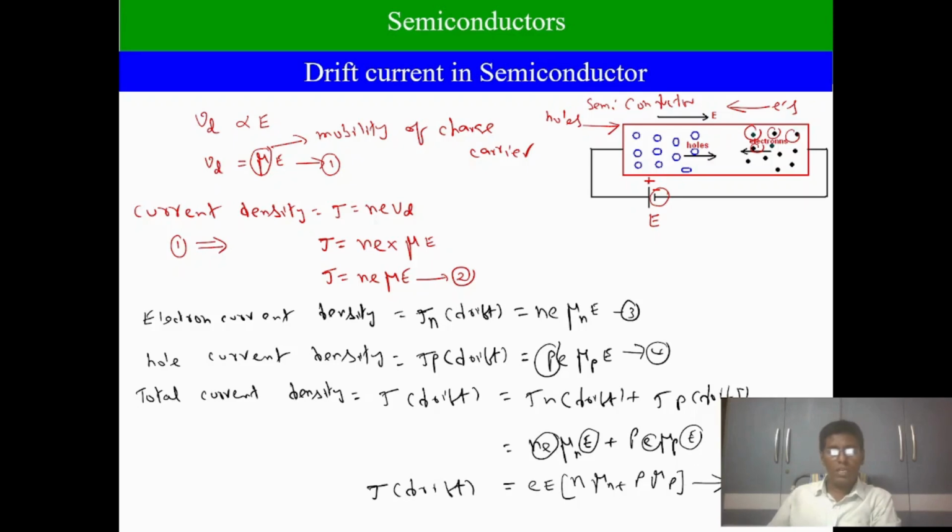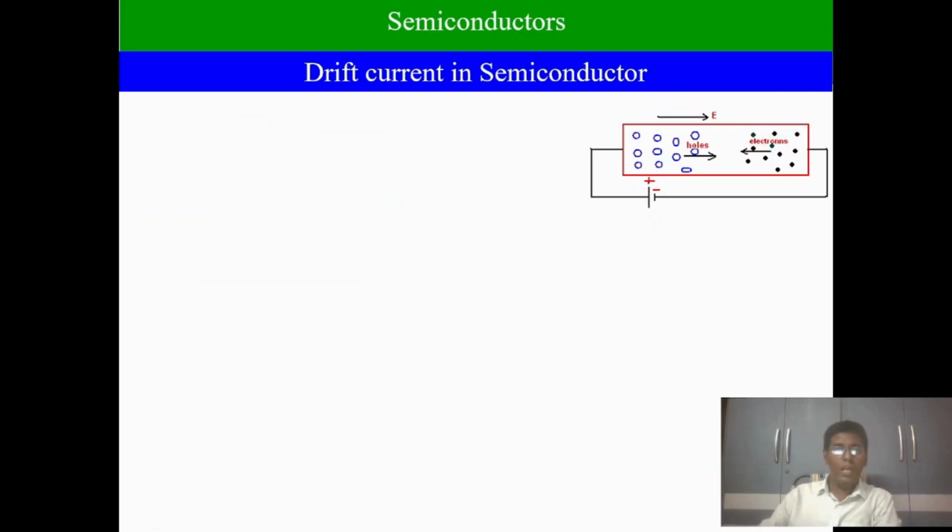Let us consider this equation number 5. Now after writing equation number 5, what do I need? I need the expression for the conductivity of the semiconductor. Conductivity can be represented by sigma. The definition of conductivity is that the ratio between the current density and the applied electric field is called conductivity. So sigma is equal to J divided by E.